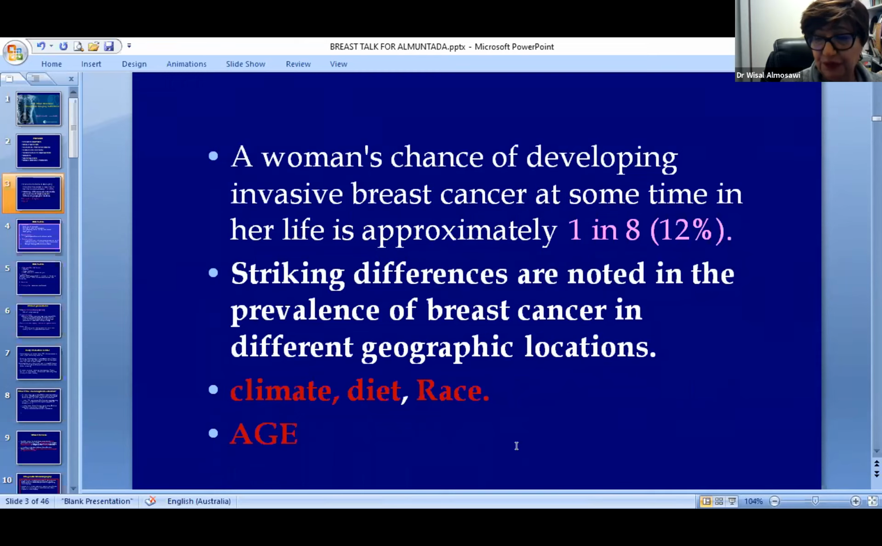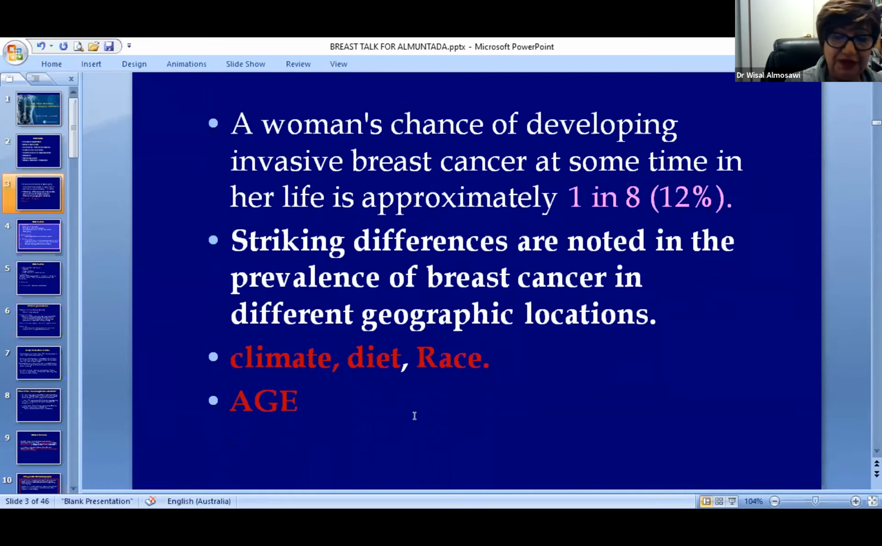There's a striking difference we notice in the prevalence of breast cancer in different geographic locations. Like, for example, in death rate between women with breast cancers. So in the UK, we find the death rate is much higher from invasive breast cancer than in Japan, for example. And they think part of that could be related to climate, the sort of diet they have, the race as well. So we know, for example, African Americans are more prone to have breast cancer than Native Americans. So race also is a factor.